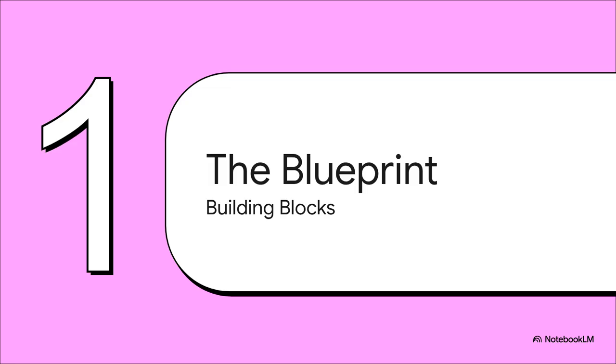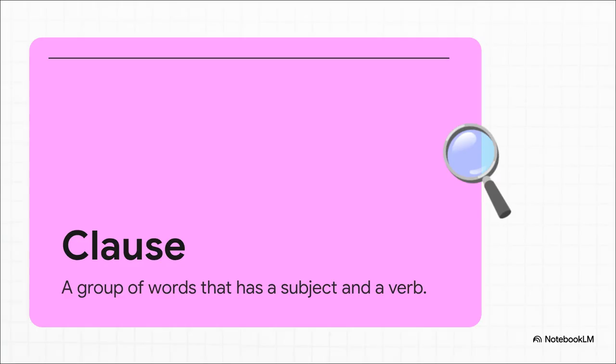Because, before we can spot what's wrong, we've got to understand what the foundation of a correct sentence even looks like. And that absolute fundamental piece is the clause. Just think of it as the essential brick of writing. A clause is just a group of words that has 2 key things: a subject, that's who or what is doing the action, and a verb, the action itself. Simple, right?